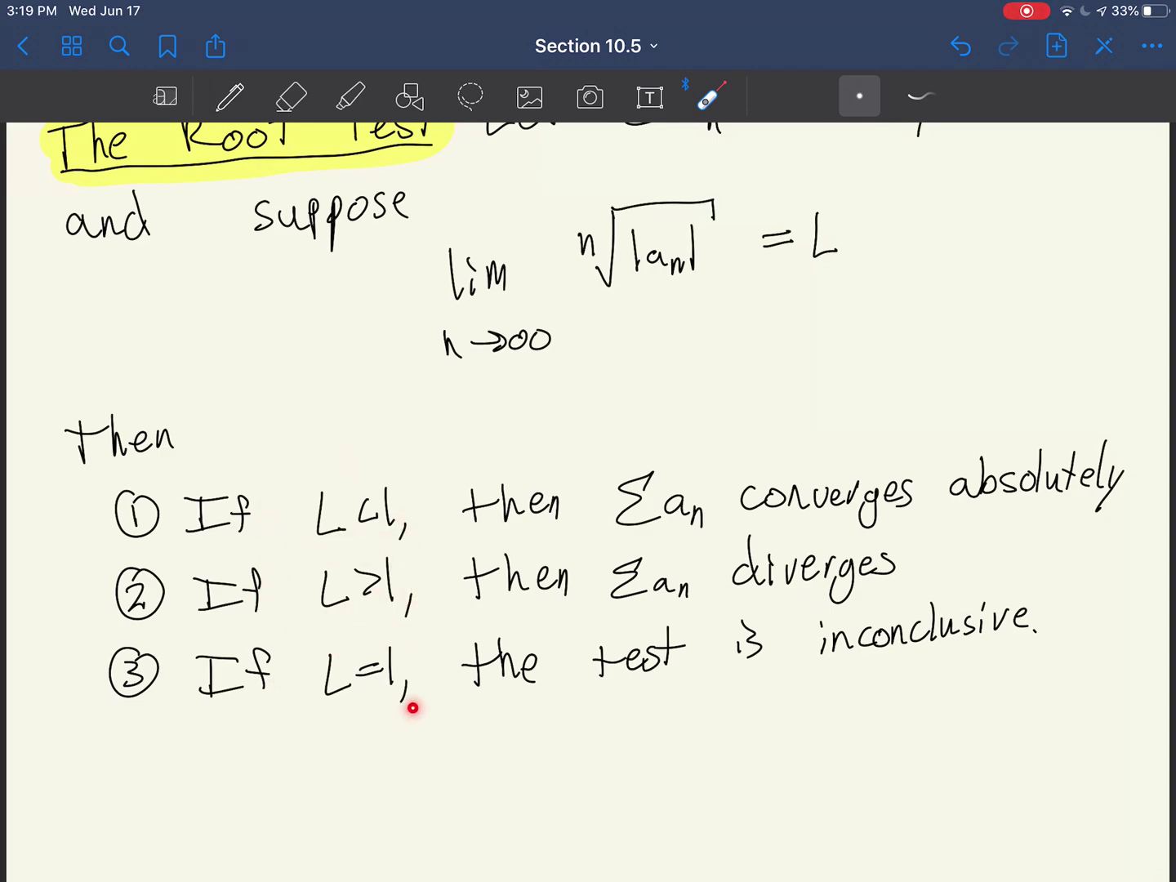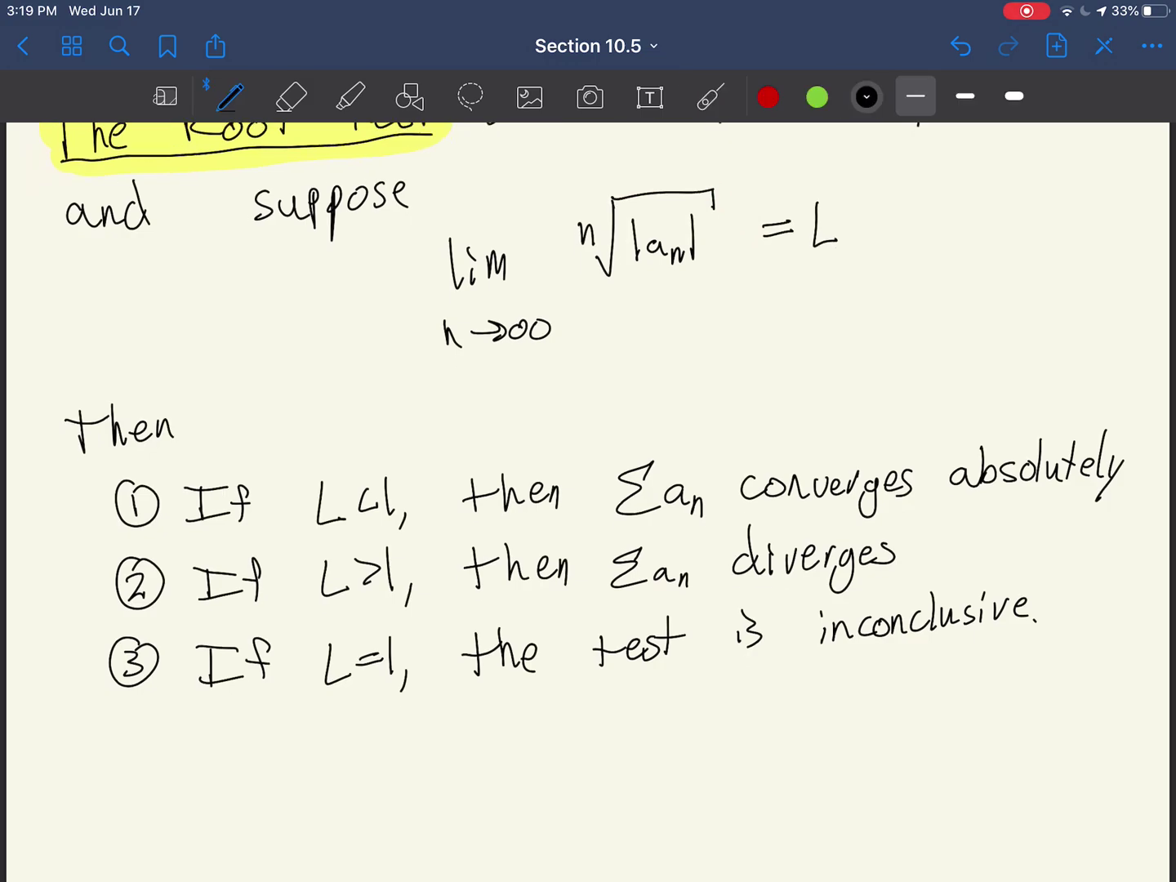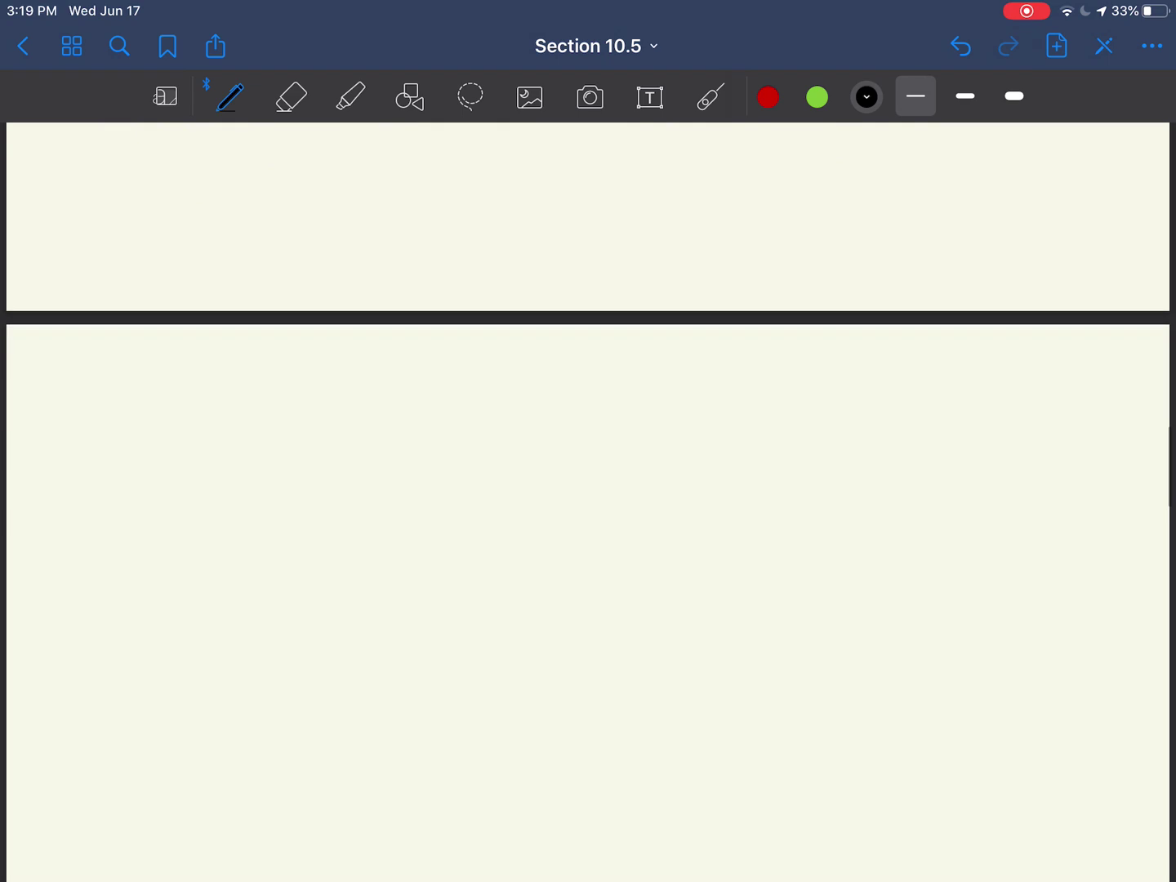You're looking at what this limit is. Is it less than 1? Is it greater than 1? Or is it equal to 1? But where we're getting this limit is just different. We're taking the nth root instead of taking the ratio.